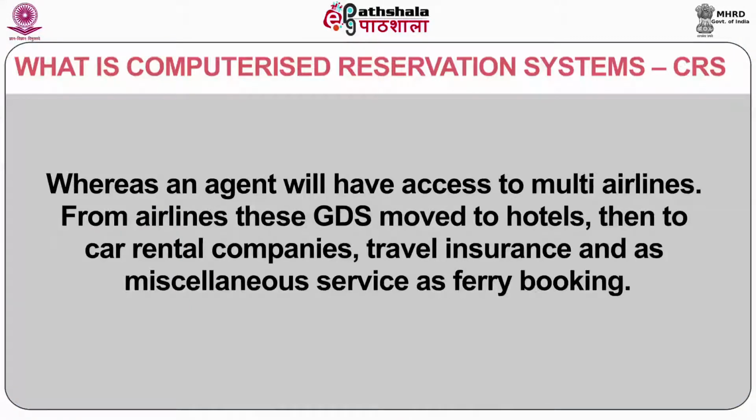CRS, computerized reservation systems, in their higher versions are known as GDS or Global Distribution Systems. GDS will help for informational elements too. An airline may just do seat booking and seat selling for its own airline and its partners, whereas an agent will have access to multiple airlines. From airlines, these GDS moved to hotels, then to car rental companies, travel insurance, and miscellaneous services such as ferry bookings. Even Eurail and Amtrak can be booked through some of the latest global distribution systems.